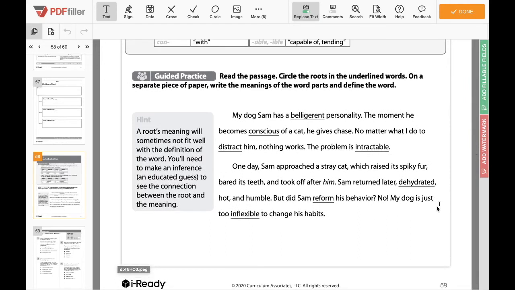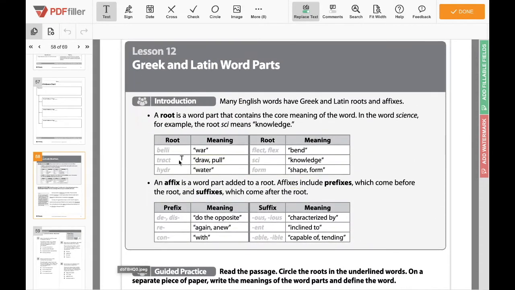It says, a root's meaning will sometimes not fit well with the definition of the word. You'll need to make an inference or educated guess to see the connection between the root and the meaning. So not always is it an exact definition. Like a tractor: tract means to draw or pull. A tractor is not the action of drawing or pulling, right? It's a device that pulls something else. The definition of tractor is not to pull; it's a device that pulls something. Like science. The definition of science is not knowledge, but it's knowledge about something else, right?